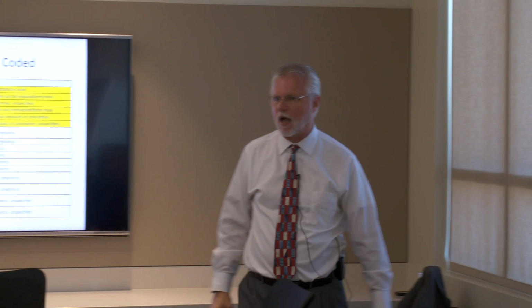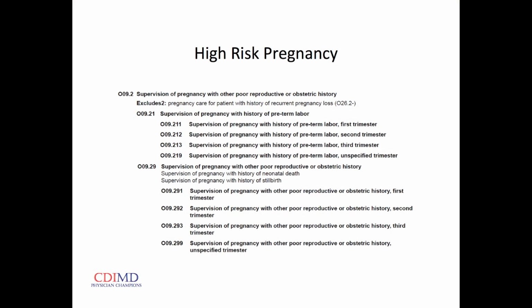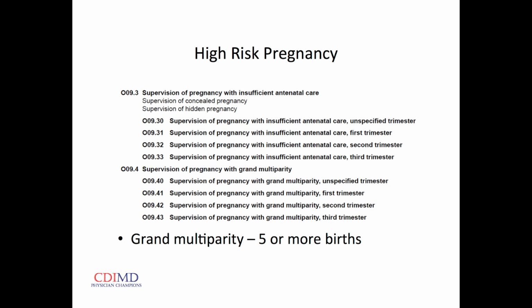And so come October 1st, it's just another day of the week. High-risk pregnancies, history of preterm labor, and other things, there are different codes for all those high-risk pregnancies. And you can see how identifying these can add up. Grand multiparity in 5 or more births. In the ER, we just call those, holy cow.